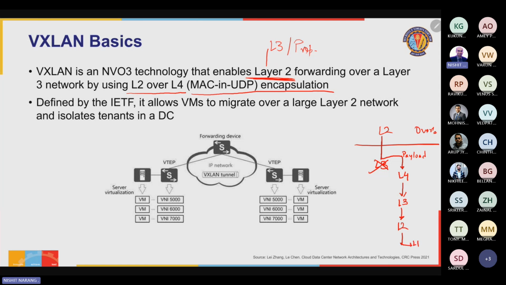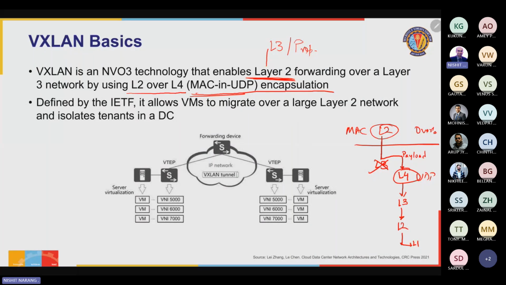So this encapsulation which the VXLAN protocol uses is called L2 over L4, or MAC in UDP. This is the MAC frame that the server has generated. L4 is UDP, so they are using the UDP protocol instead of TCP. MAC in UDP encapsulation is what VXLAN proposes. We'll see why. Why don't they directly encapsulate over L3? Why do they use UDP in between? I'll answer that later. So it uses MAC in UDP encapsulation.